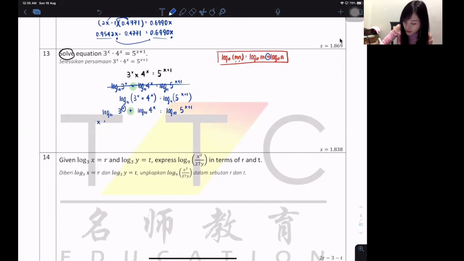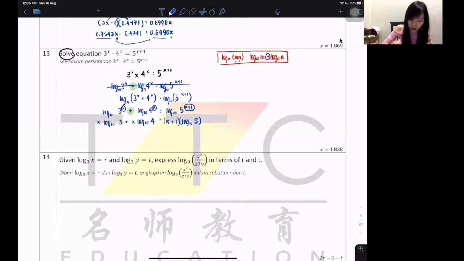So x, bring it in front, log 10, 3, plus x, bring it in front, log 10, 4. By the way, some very good students will straight away tell me, teacher, can I make it 12 power x? Can. I didn't say cannot, but I'm teaching this method. This chapter has a lot of methods. As long as you can get the answer, then okay. So guys, remember to put a bracket.